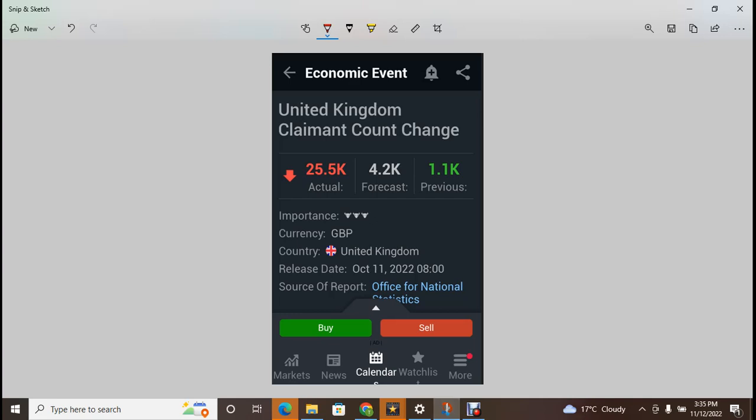Today guys we'll be talking about the fundamentals. So right now we are on investing.com. Here we have the previous data from the previous news release. It was 1.1 and it was a buy. As you can see, it is green. So here is the prediction for the upcoming news.